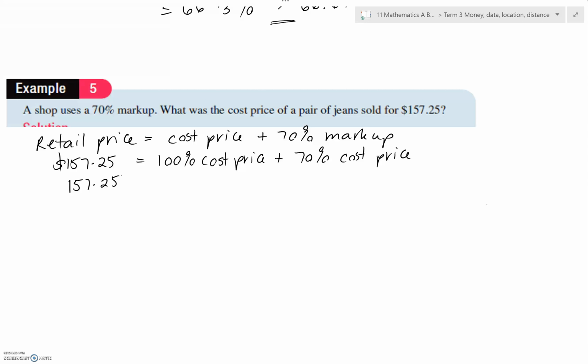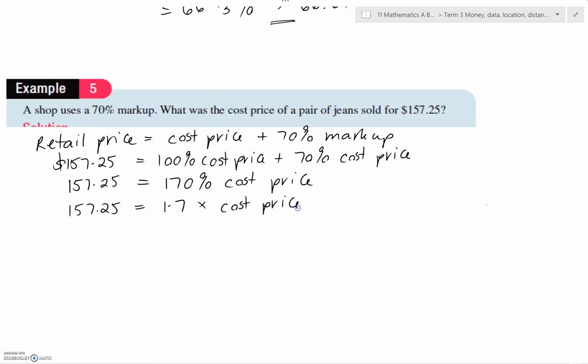So 157.25 equals 170% of the cost price. So let's convert that to a decimal. 1.7 times the cost price. Now, cost price is all we've got left as our unknown, so we need to get rid of the other amount that is currently multiplied by the cost price, or the 1.7. And to do that, we need to divide, because divide is the opposite operation to times, so that's what we need to do. So we need to divide both sides by 1.7.